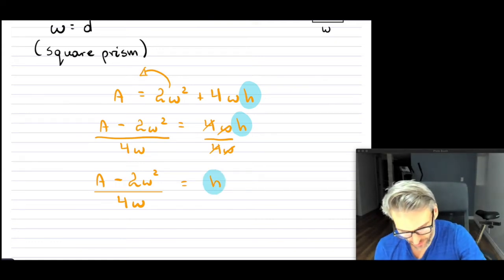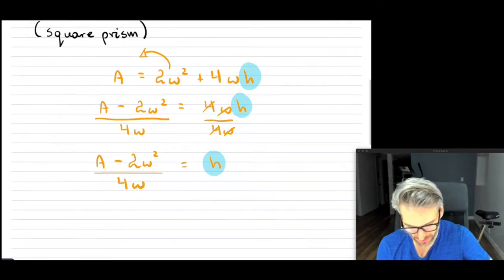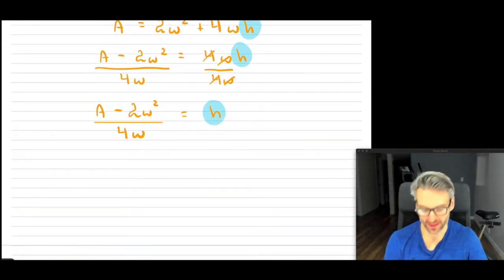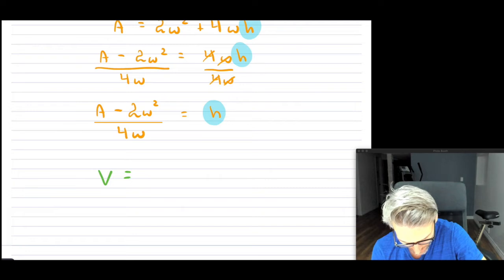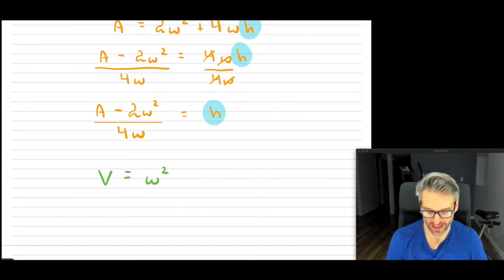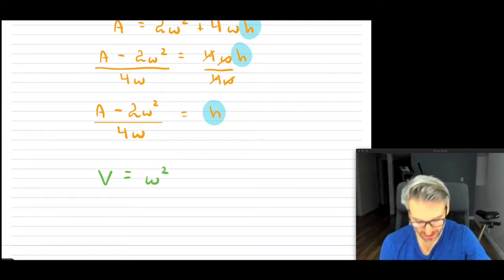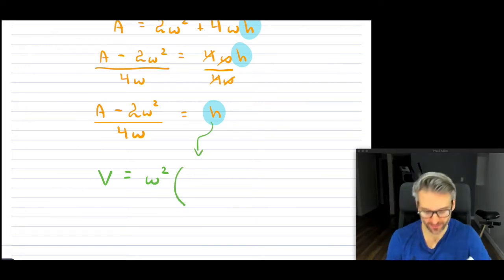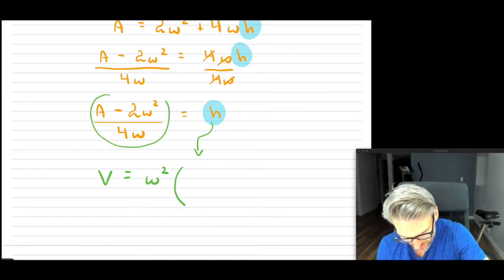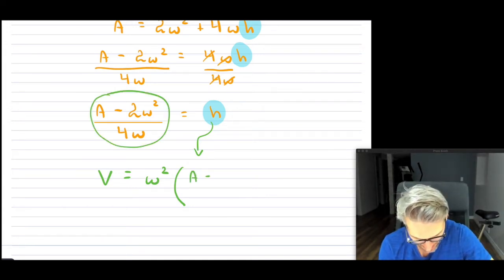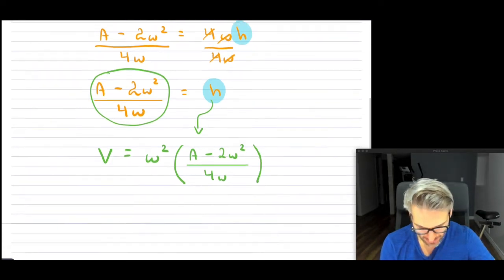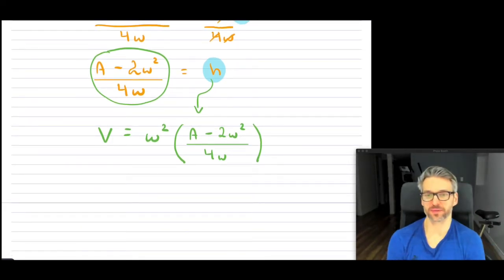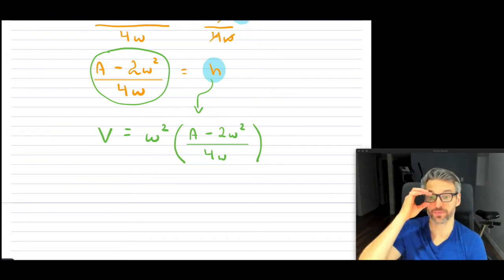And from here, because we want to be able to maximize the volume, we're going to take the volume equation, which is w squared, that's the base, times h. But in this case, our h, we have just substituted, because we're going to use what we have isolated. So this is going to be a minus 2w squared all over 4w.